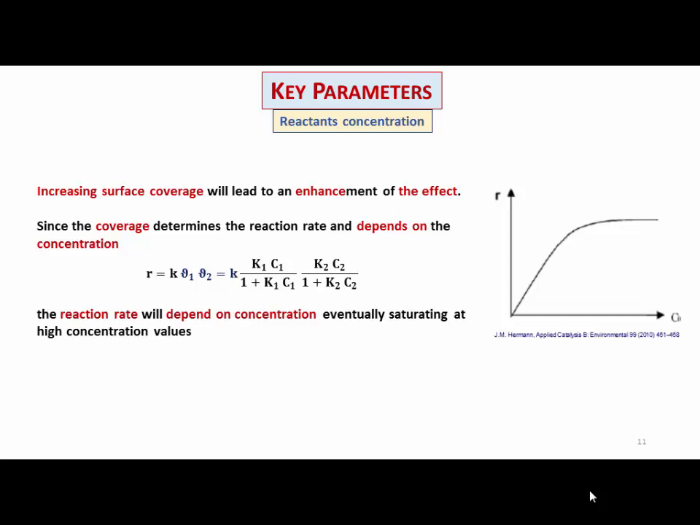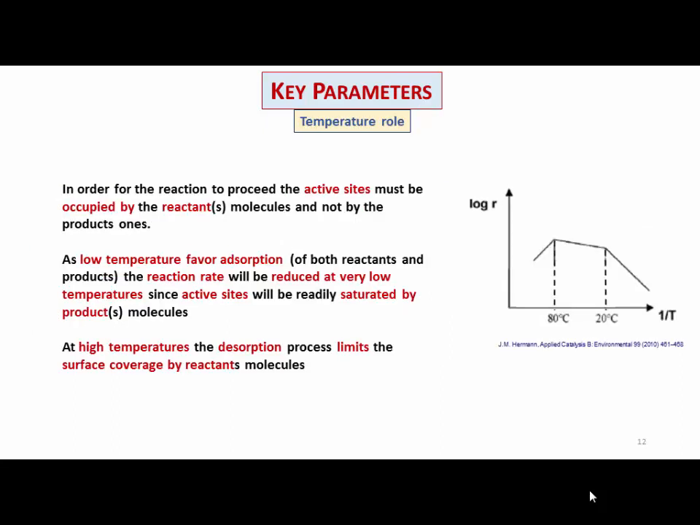Or reactant concentration, of course, you know that the reaction rate depends on the surface coverage and depends on the concentration in the solution. So again, you have this kind of effect. You can saturate, and once you have saturated, you cannot do anything more. You cannot put additional molecules. So there is a saturation value for concentration, and of course the scale depends on the mass of your photocatalytic material.